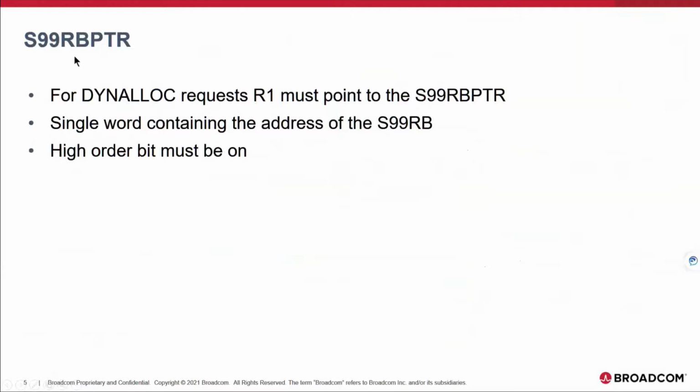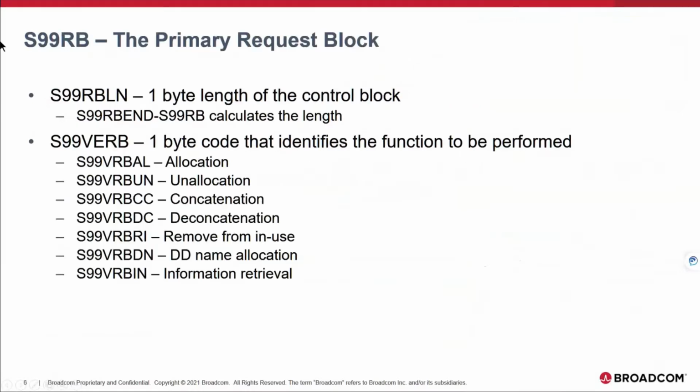The first, the S99RB pointer, it's very simple. It's a one-word field that contains the address of the S99RB, and the higher order bit is on. The S99RB itself, it's got several fields. The first one is the length. It's a 1-byte length of the control block, and you can assemble it in using this expression, the end of the control block minus the beginning, and that calculates the length, and that's what you would assemble into it.